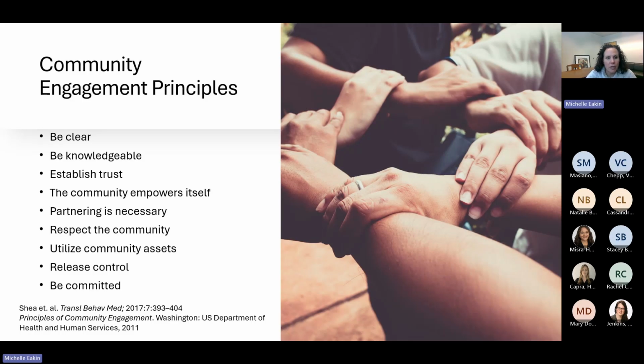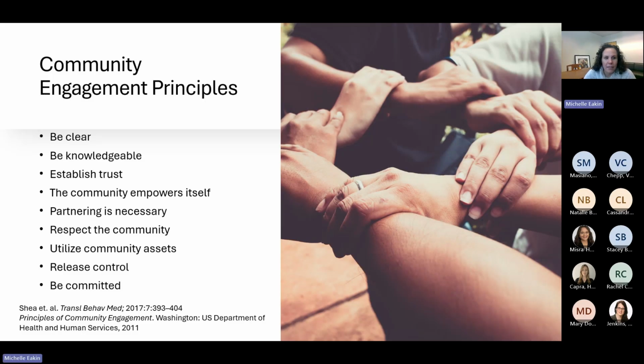We need to have clear goals and expectations of all stakeholders involved. We need to be knowledgeable. We need to know about what we're trying to implement. And we also need to take some time to learn from the community about their experiences, their past, their expectations. In that process of learning and gaining knowledge, we establish trust. We become respected partners as opposed to a top-down power imbalance.